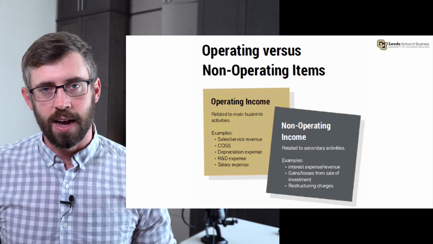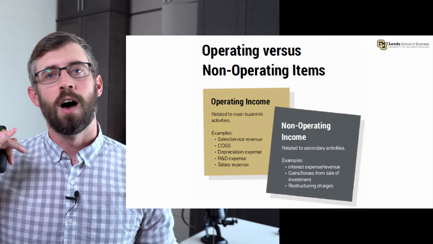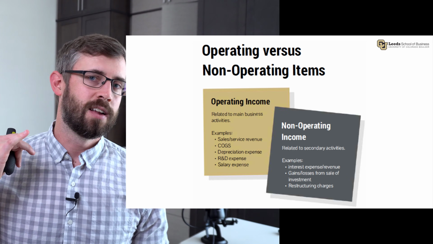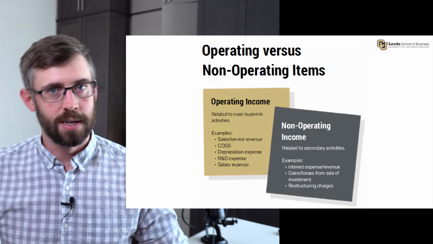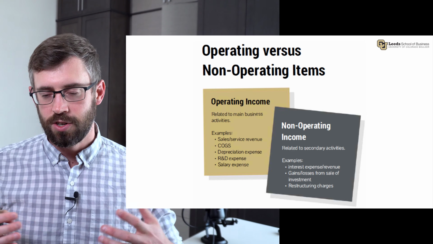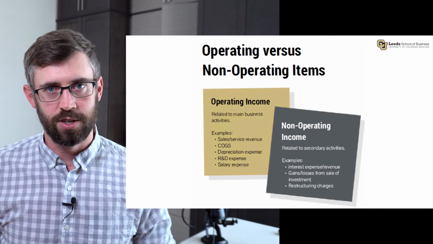Our operating items are things like revenues, the cost of the goods or services that we sell, advertising, the cost of the accounting department, the cost of the CEO, their salaries, all this stuff that is related to the normal operations of the firm.